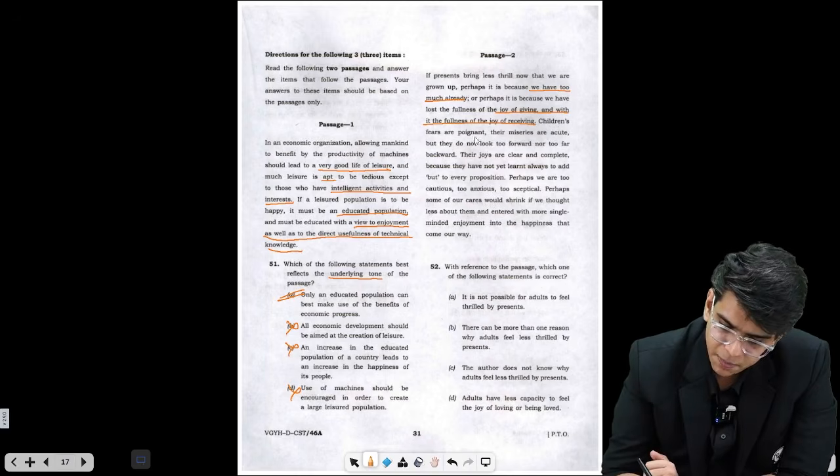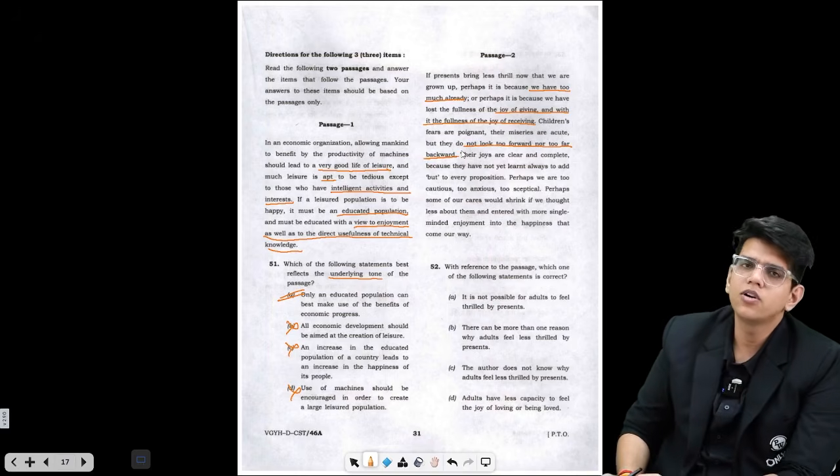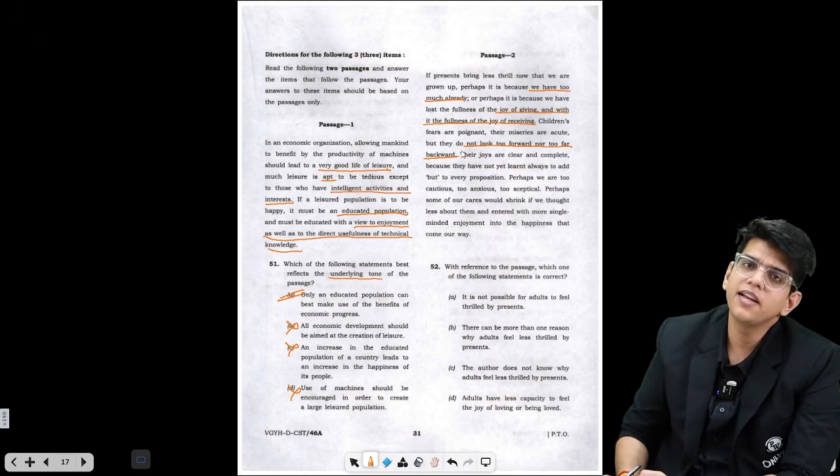Children's fears are poignant, their miseries are acute, but they do not look forward nor far backward. How are children different from adults? They don't look into their past or future, they remain in the present.